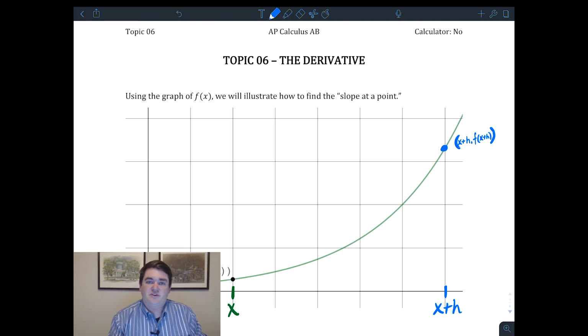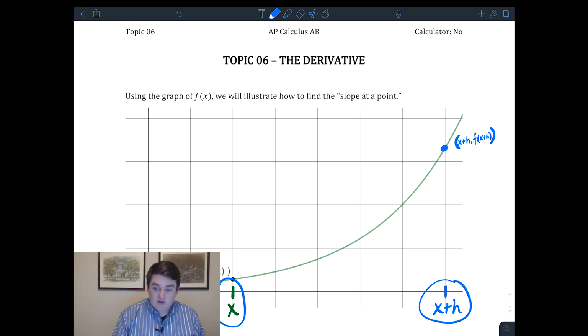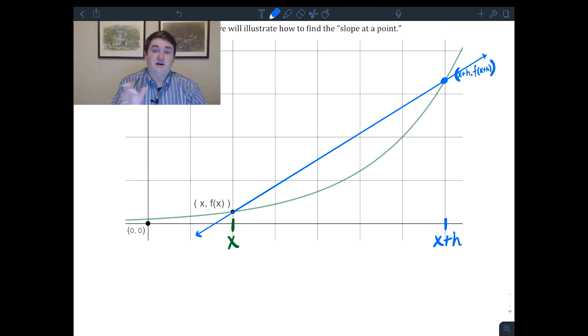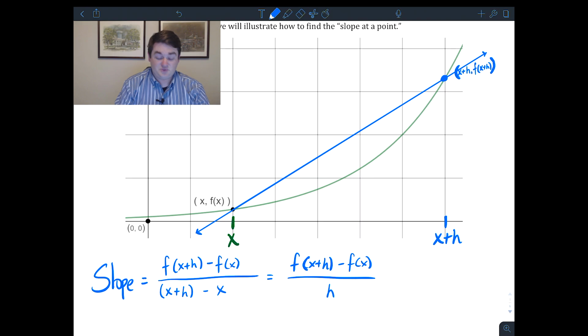To illustrate what the derivative is and how it works, I want you to take a look at the graph right here. I've got two x values singled out. This one, which we'll call x, and another one some distance away, which we'll call x plus h. And what I want to do is find the slope connecting these two points on the graph. So to find the slope of this line, I'm going to use my slope formula, y2 minus y1 over x2 minus x1. So I found the slope of this blue line: f of x plus h minus f of x over h.